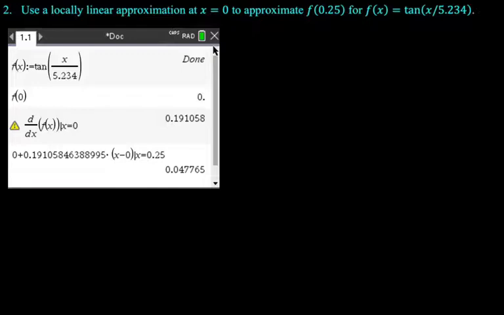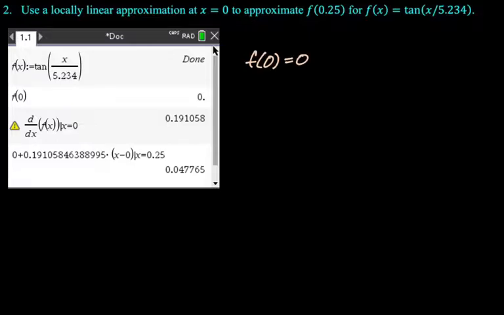I found the value of the derivative at 0. I never actually found the derivative. I don't need the derivative. I just need the value of the derivative. Every calculator that's approved for the exam can definitely do that. And then what I did here is I typed in the tangent line. I did 0, which is the y value, plus the slope times the quantity x minus 0, such that x equals 0.25. I got 0.048.